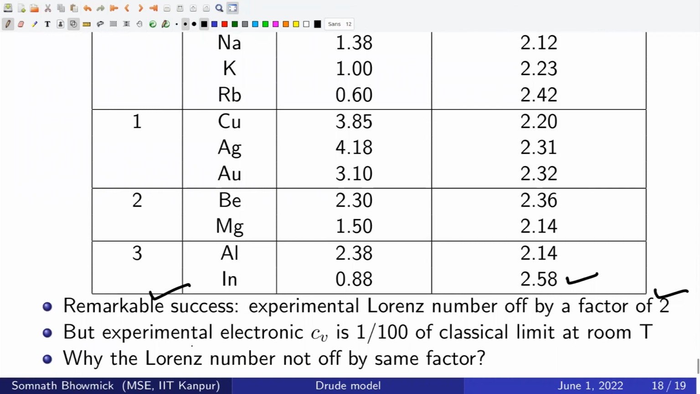However, there is a small problem. We can also experimentally calculate the electronic C_V, and this turns out to be 1/100 of the classical limit at room temperature, which has been used by Drude. So then there is a question: if the experimentally observed heat capacity is off by a factor of 100, then why is the Lorenz number not off by the same factor?